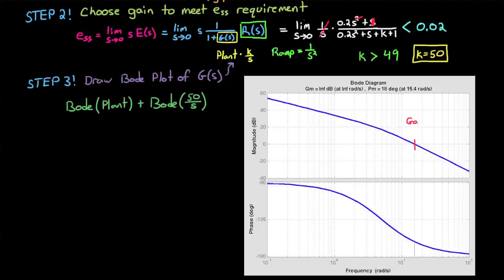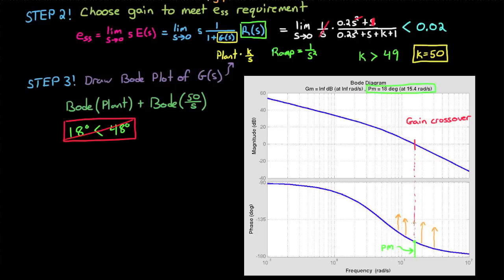To determine the phase margin, find the gain crossover frequency, follow that down, and then measure the distance between your phase and minus 180 degrees. Also, MATLAB shows me up here at the very top at the title that I have 18 degrees of phase margin. And 18 degrees is less than 48 degrees, so we don't meet our requirement. So we're going to need additional compensation, and that's where our lead compensator comes in, to give us that additional phase margin. The basic premise is this: try to move the phase curve upwards so that you can increase your phase margin without disrupting the magnitude plot too much.